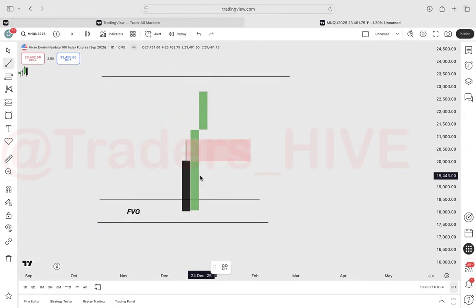So this particular example right here is my CISD EOB, change in the state of delivery, because at one point in time, the market was trading lower. Then we filled in a PD array in the form of a fair value gap. And then we see this pattern occur. This pattern, the engulfing EOB pattern right here, forms at a level we were anticipating a reversal to happen. We wanted some form of support to happen inside of this fair value gap.